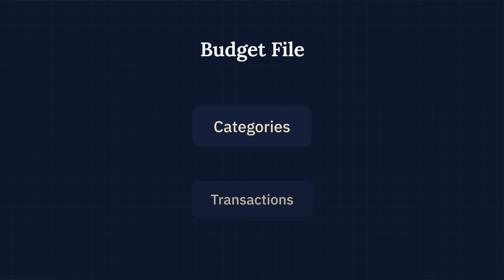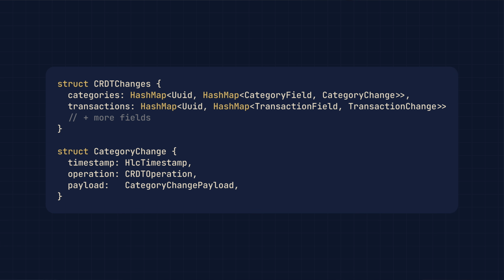Now that we have a deterministic timestamp we can add, let's talk about the data. My application is a budgeting app. Each file is a separate budget, and it contains categories, which on their own contain transactions. And this is how I store my CRDT changes in a struct, which contains a hash map of categories and a hash map of transactions.